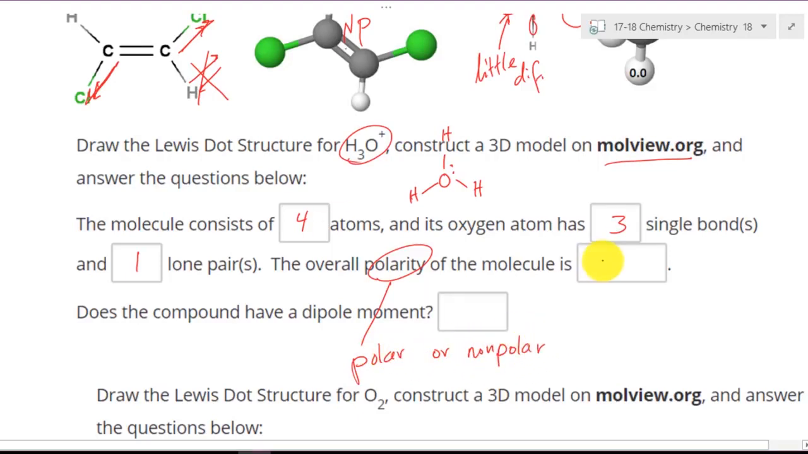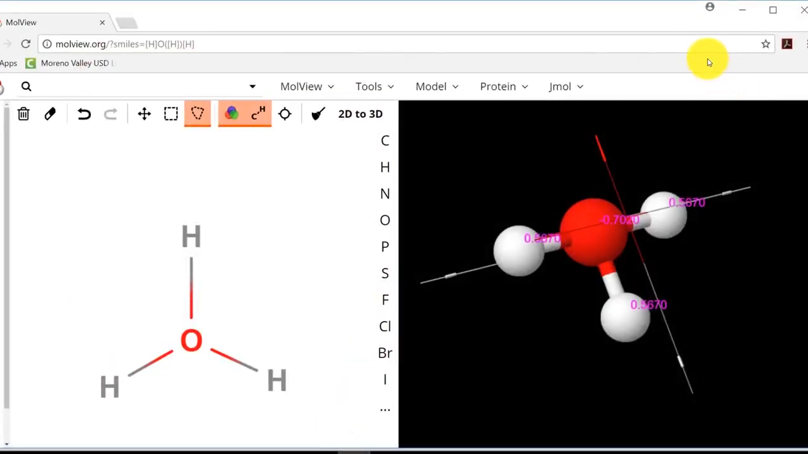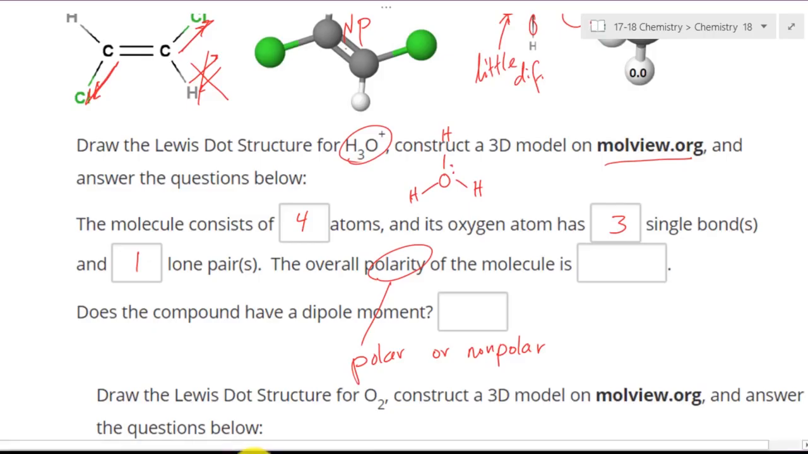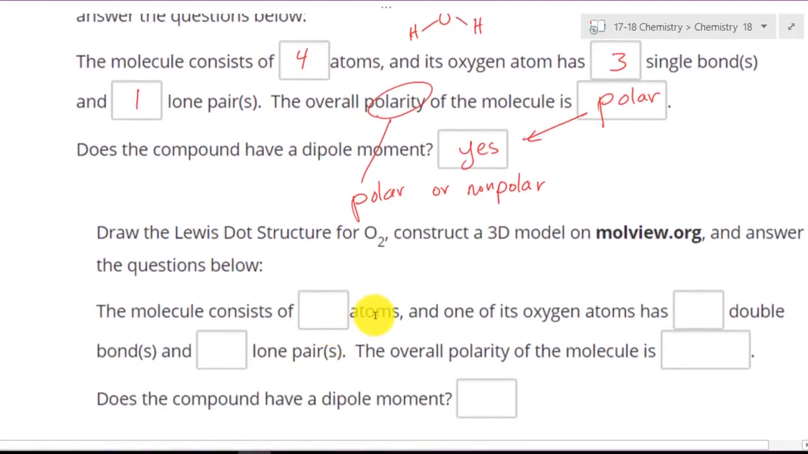So in this case, it has those polarity arrows. Those are called the dipole moment, okay? So in this case, it is going to be polar. And if it's polar, does the compound have a dipole moment? Yes. So once you know this answer, you also know that answer as well. Now let's do another example where we look at the opposite of what we have on top.